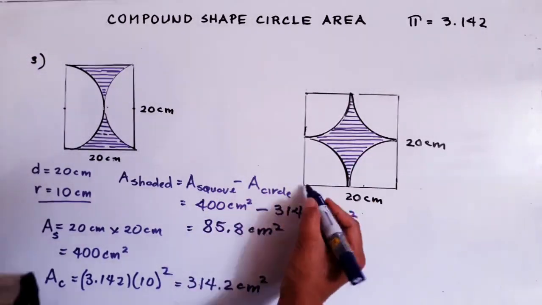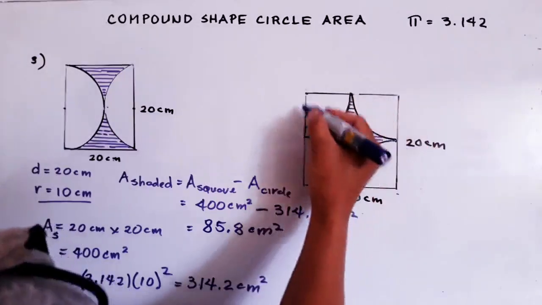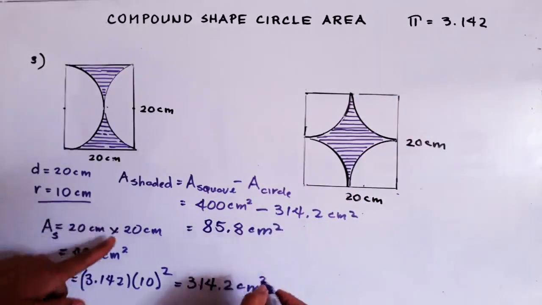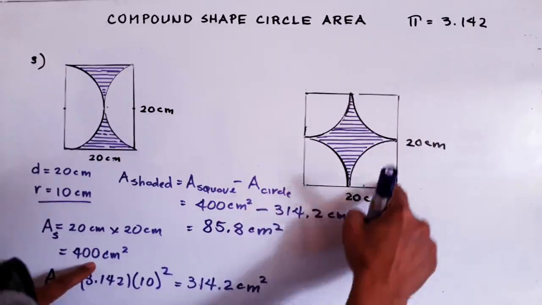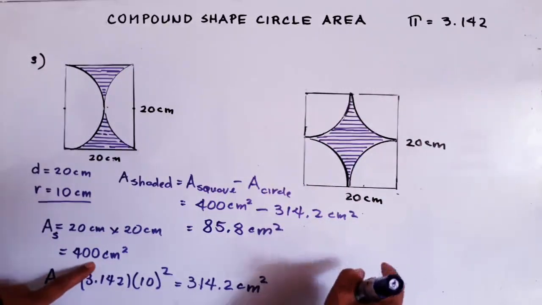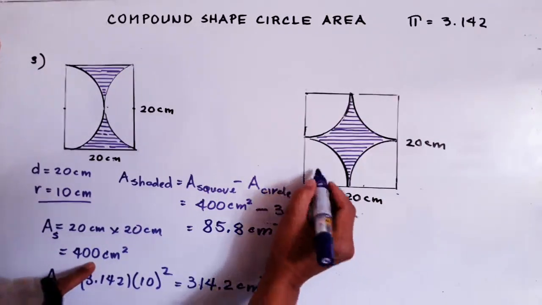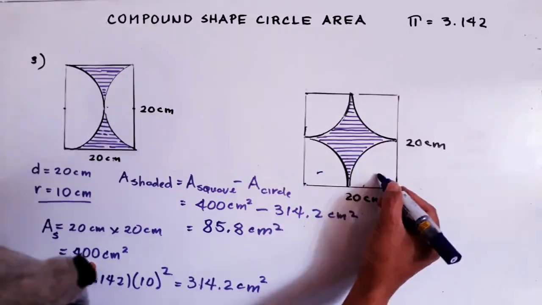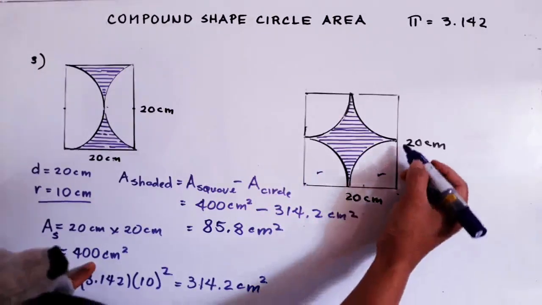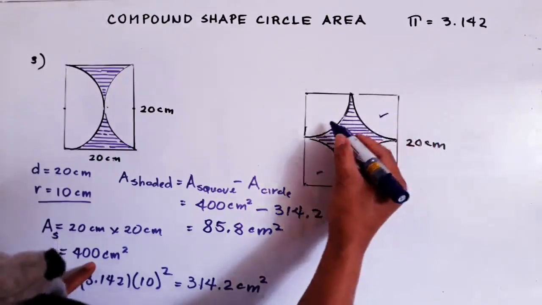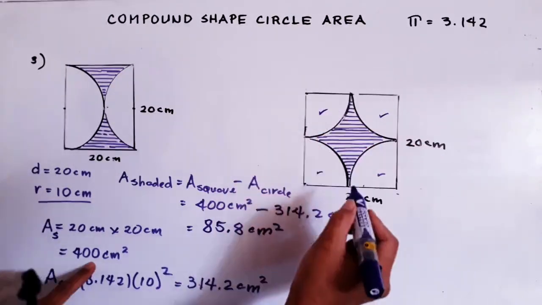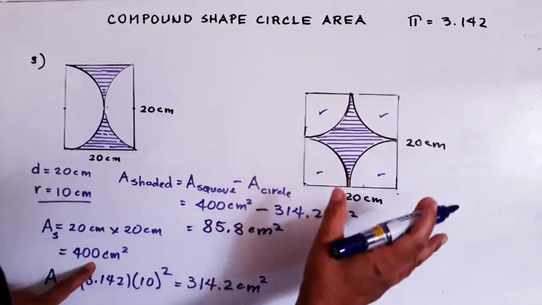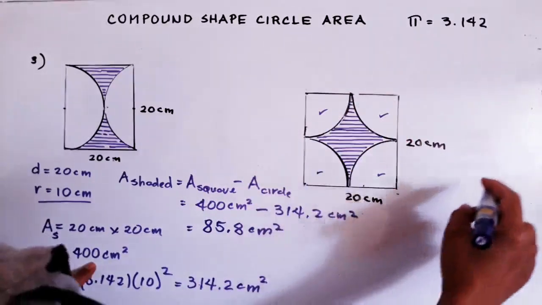Okay, what about this figure, class? For this figure, we have the area of the square, which is also 400 square centimeters. But we can see here that this circle here is a quarter circle. This circle here is a quarter circle. This is another quarter circle. This one is another quarter circle. Now, when we combine them all, we will have one circle.